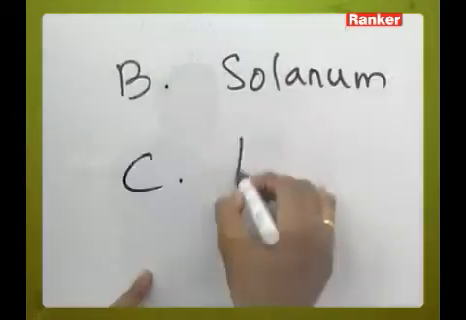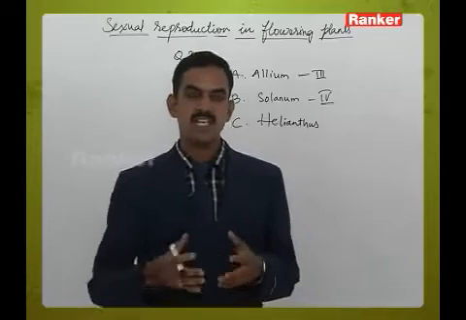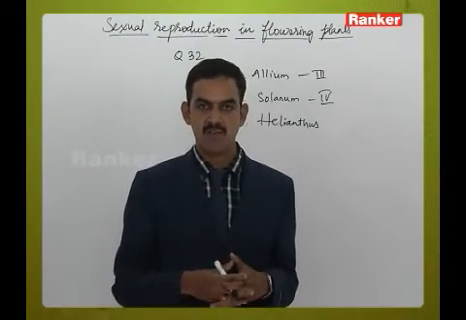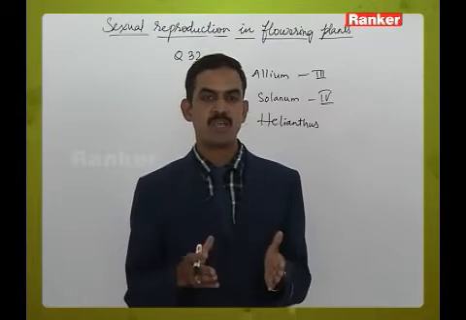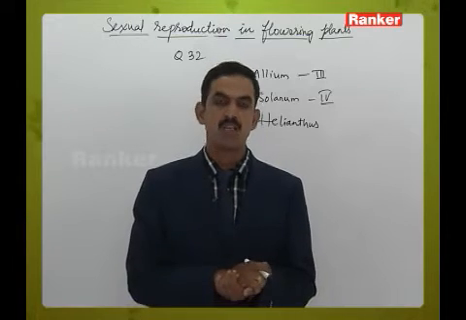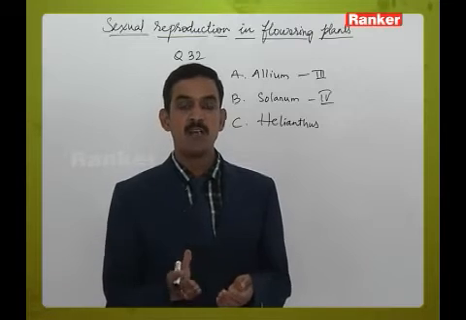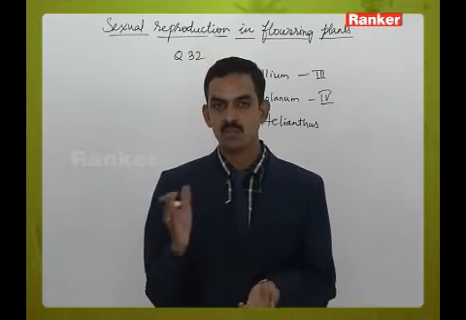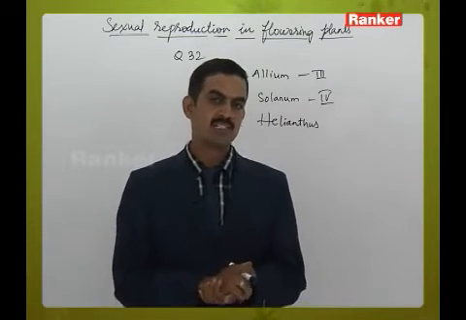Then C is helianthus. C, helianthus, which belongs to the Asteraceae family. The common name of helianthus is sunflower. This exhibits a contrivance of cross pollination where the maturation period of androecium and gynoecium differs in a bisexual flower. So here it is called the dichogamy condition. In this dichogamy also, these flowers exhibit a case where androecium will mature earlier than gynoecium, so we call it protandry nature.